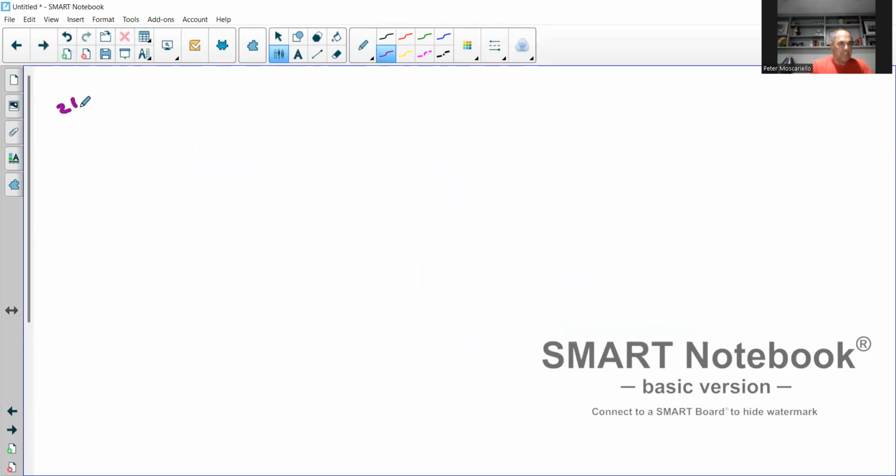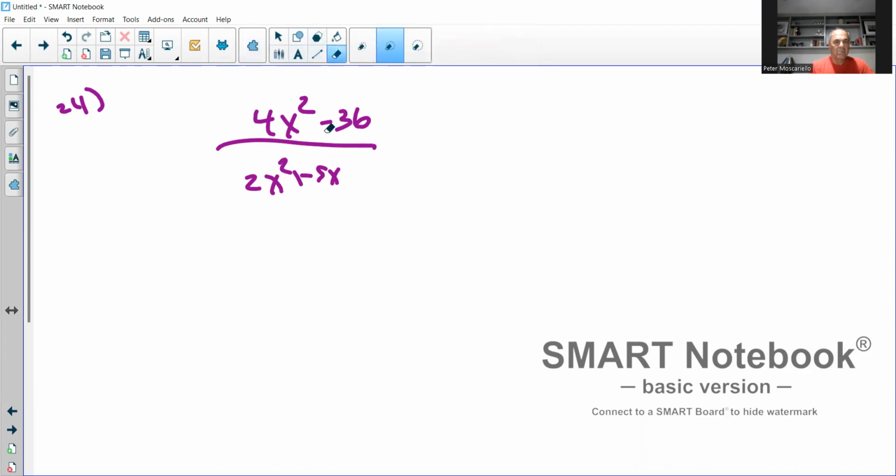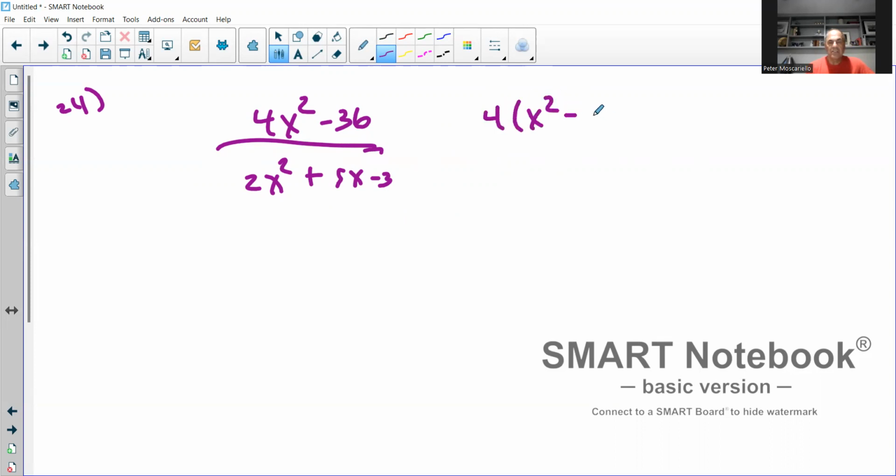I'm going to skip ahead to 24 because 24 is just factor and reduce. What is that? What does that say? Getting a little tired. All right, so we can factor out a 4. Always look for the GCF first. And then it's difference of squares.